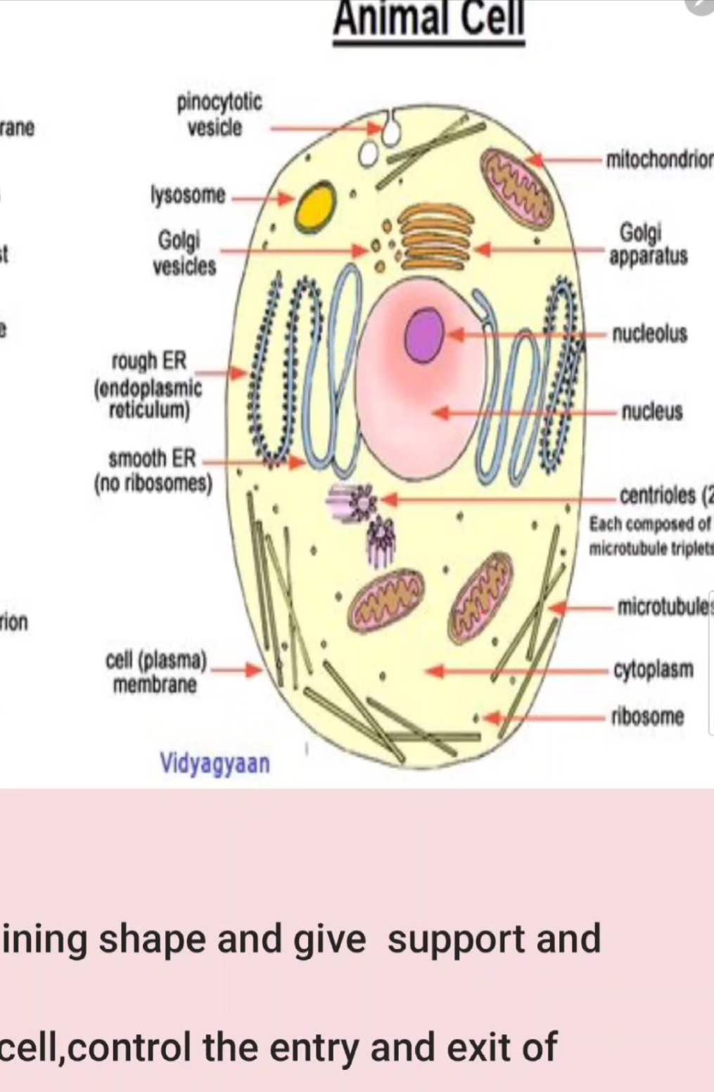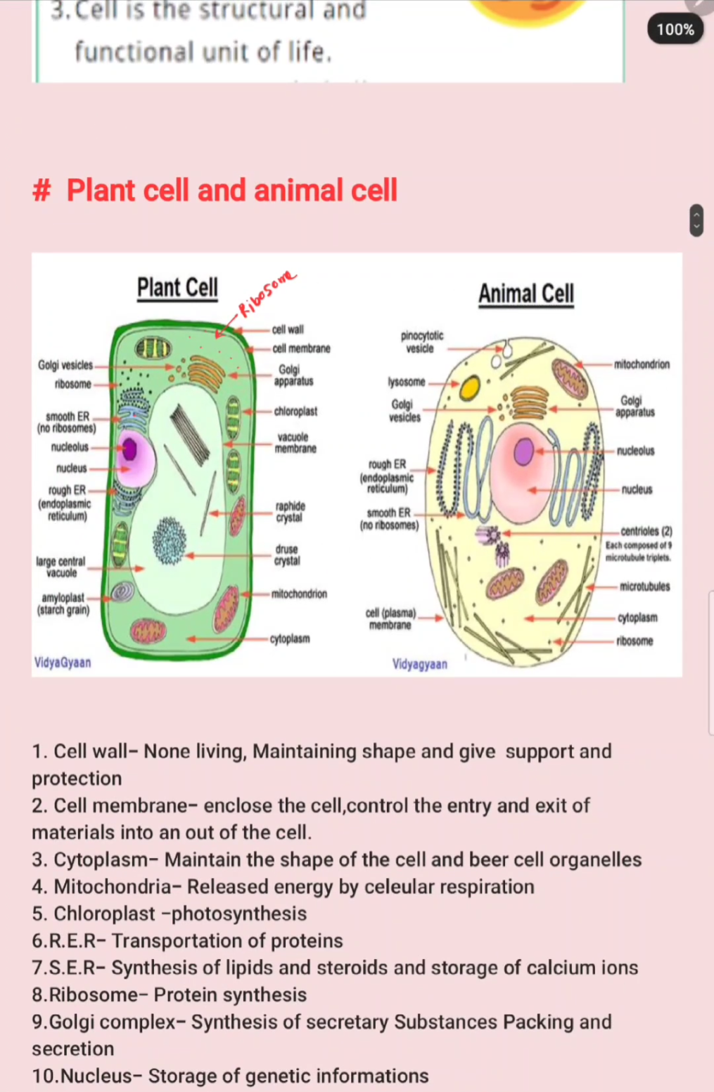If ribosomes are bound, it's a rough endoplasmic reticulum, and it also has a rod-shaped mitochondrion and Golgi complexes and small ribosomes. Then you have to know the difference between the plant cell and animal cell.